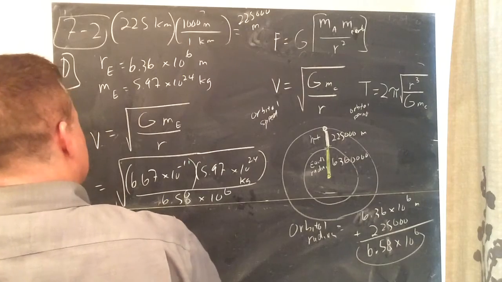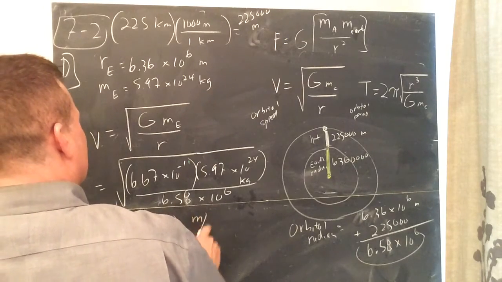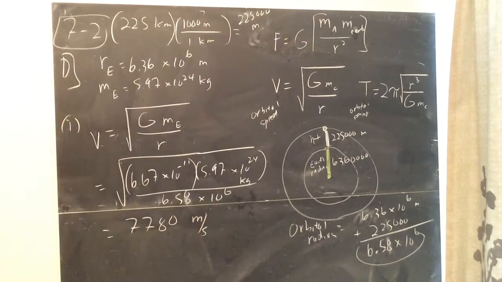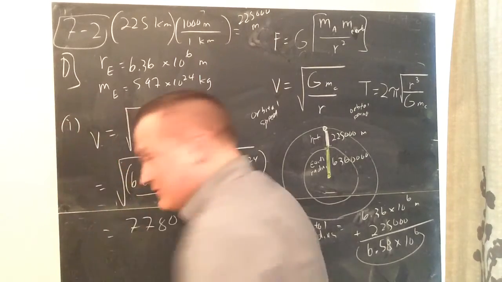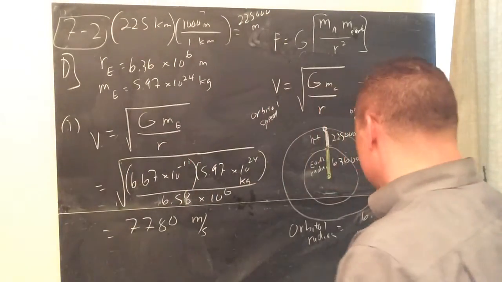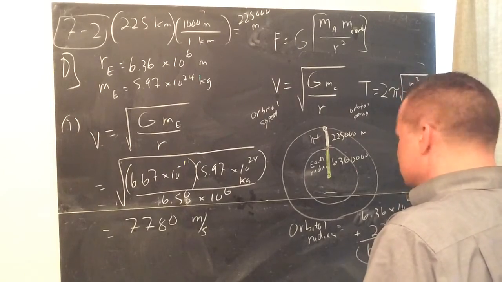So with just 3 sig figs, it could be 7780. 7780 meters per second. That's how fast that satellite is going around the Earth. 7,780 meters per second. And trying to remember, that might be like 3,000 miles per hour or something like that, I think. It's crazy. Okay. All right. So that's the way you do it.